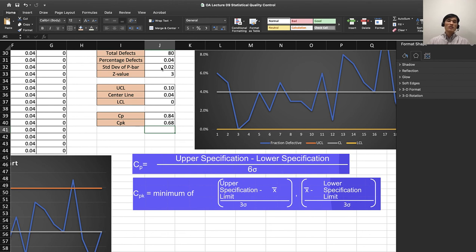So therefore we see that it's tilted to the right. That's what we see, and it's not centered. That's what we see with the CPK as well. It's not a capable process. It's tilted to the right. That's what we can interpret from the CP and CPK information.